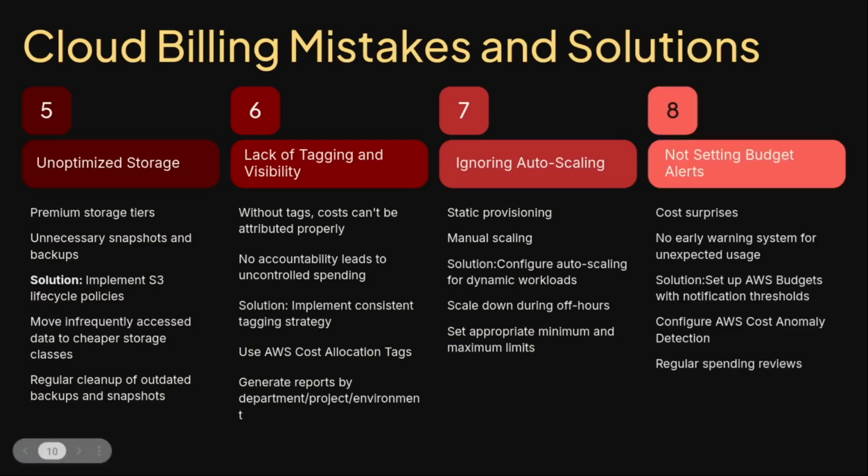Number 8, not setting budget alerts. Flying blind on your spending is a recipe for bill shock. Without alerts, the first sign of a problem is often the jaw-dropping monthly bill. Set up budgets with notification thresholds. 80% of the budget is a good starting point. Configure AWS Cost Anomaly Detection to catch unusual spending patterns. These early warning systems give you time to investigate and correct issues before they become financial emergencies.